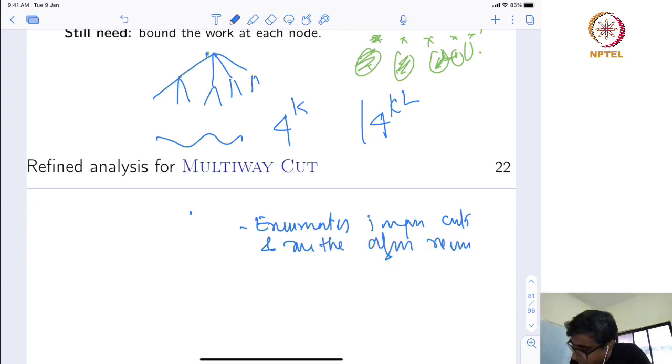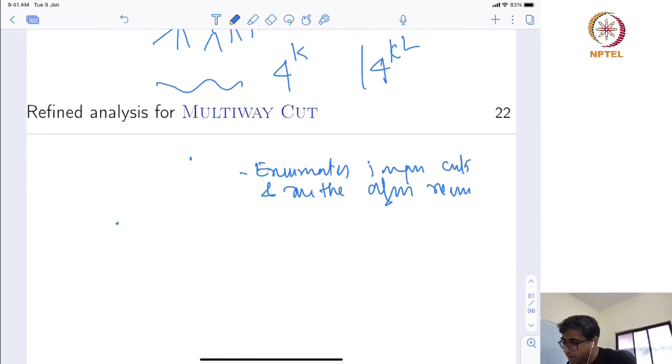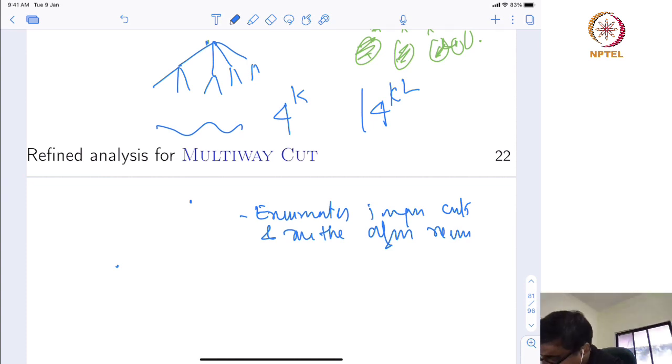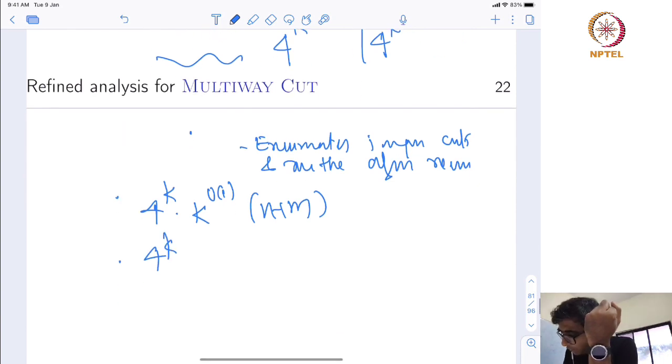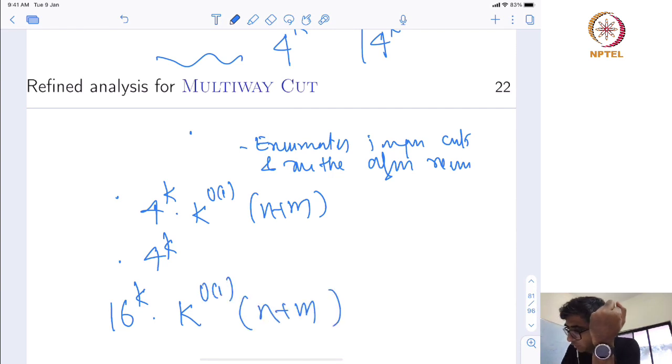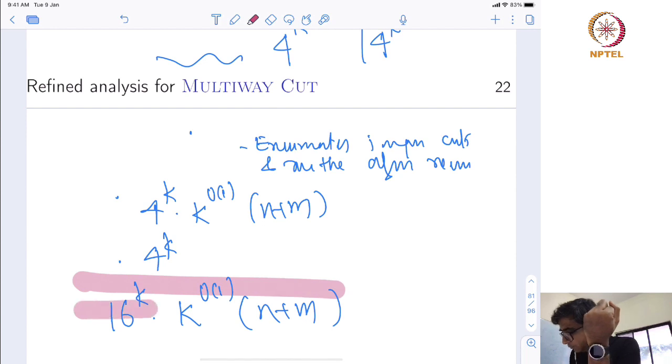Okay. So at this point of time, at each node, the running time of the algorithm I can only say is 4 to the power k times k to the power big O of 1 times n plus m, right? Because that much time is needed to enumerate the important cuts and recursively go. And since the number of nodes is upper bounded by 4 to the power k, the running time of the algorithm will be 4 into 4, 16 to the power k, k to the power big O of 1 times n plus m. Okay, so this is the running time of the algorithm.